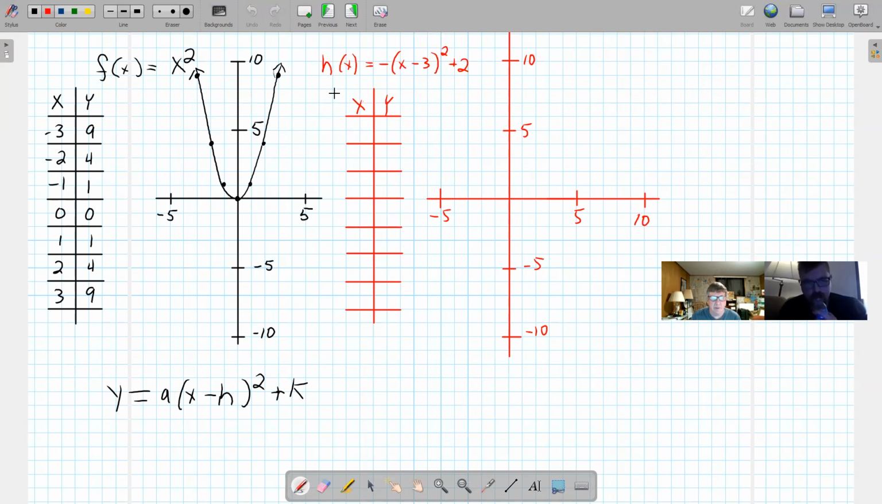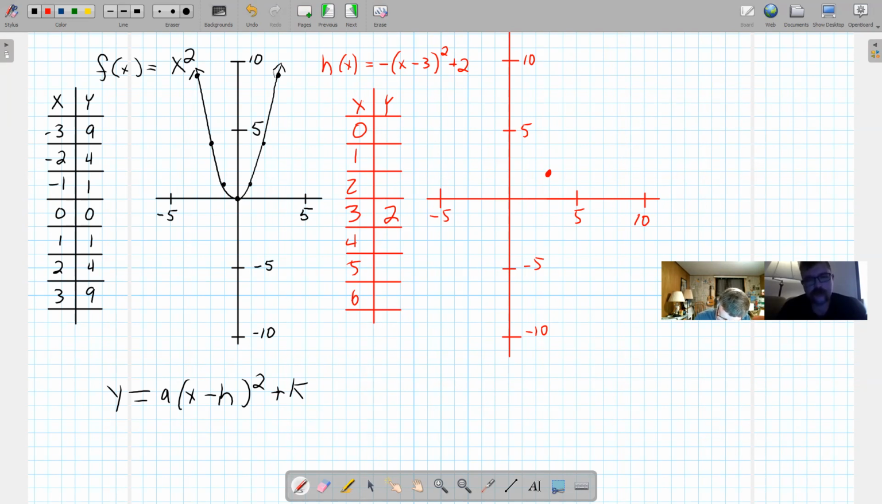Let's take a look at this one. So where would the vertex be? The vertex would be at 3, 2. Inverse of the inside, obvious of the outside. Okay, so I'm going to go 4, 5, 6, 2, 1, 0. And let's see, 3, 2 is right there.